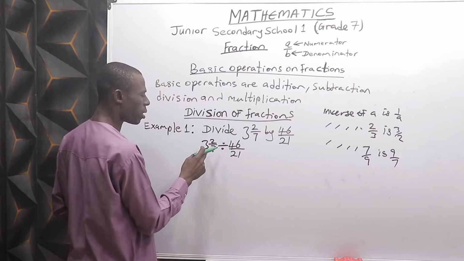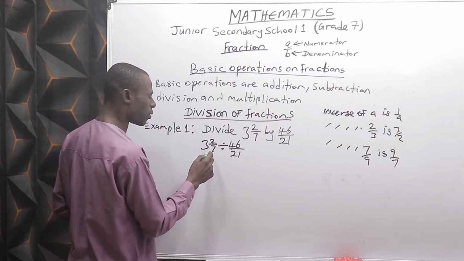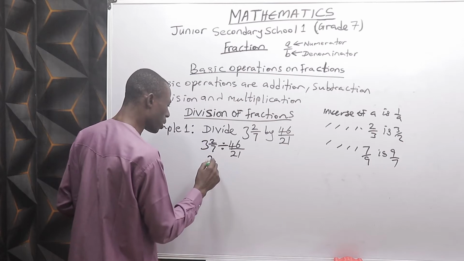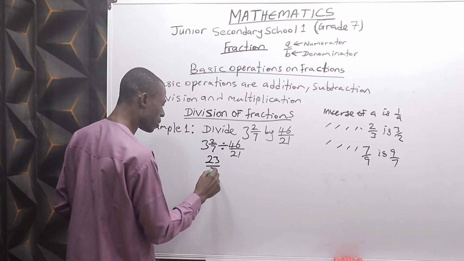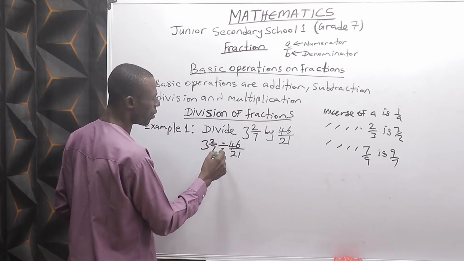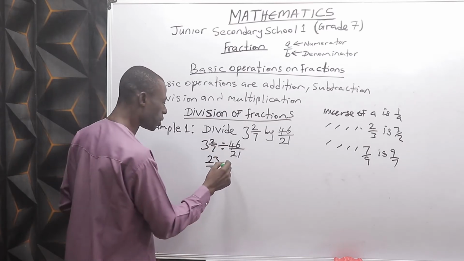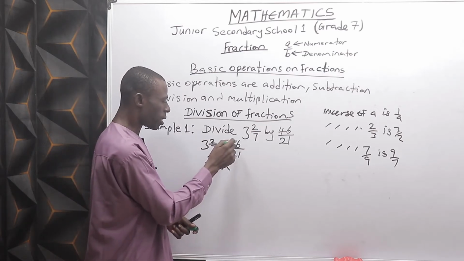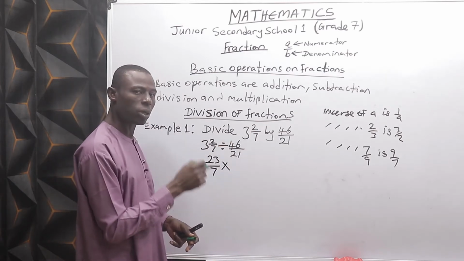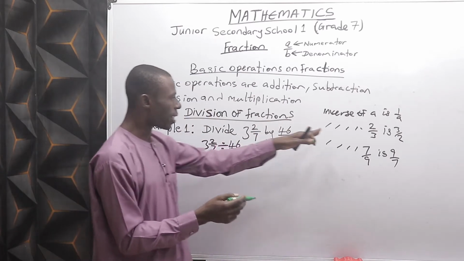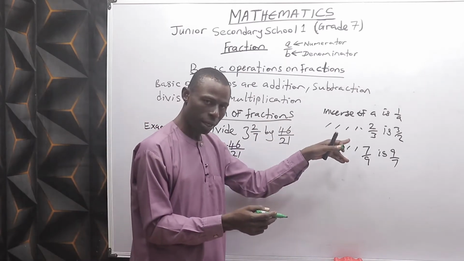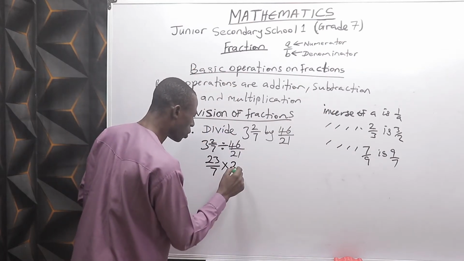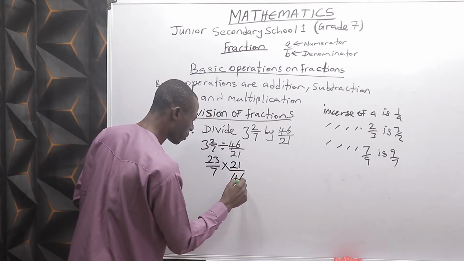So let me change 3 whole number 2 over 7 to an improper fraction. 7 times 3 is 21, plus 2, 23 over 7. Now I change the division operation to its inverse, which is multiplication. By doing that, the divisor 46 over 21 also will change to its own inverse. And don't forget the idea of inverse I introduced to you here. The inverse of 46 over 21 will be 21 over 46.